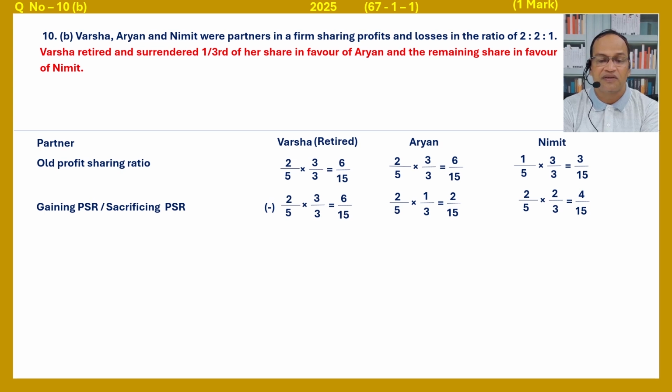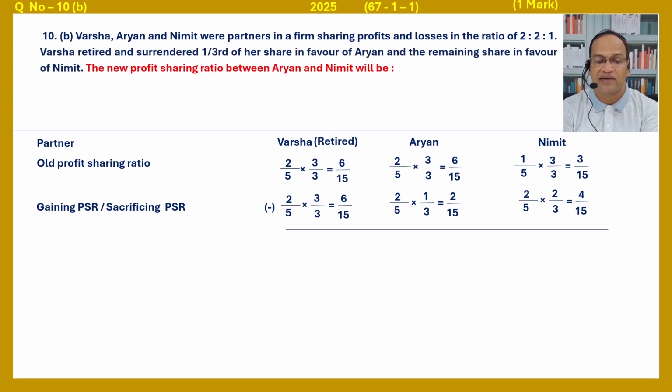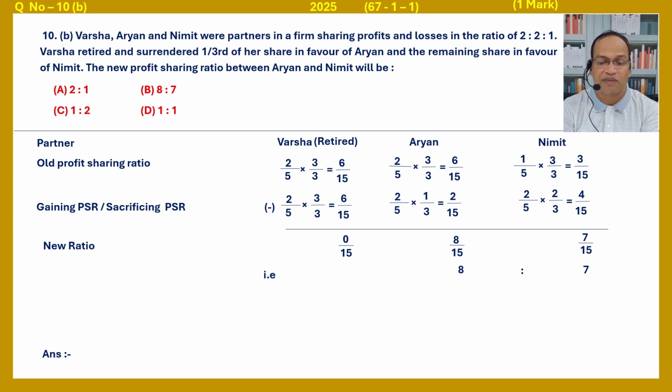So the new profit sharing ratio between Aryan and Nimit will be: for Aryan, old 6/15 plus gaining 2/15 equals 8/15. For Nimit, 3/15 plus 4/15 equals 7/15. The ratio is 8:7. Available in point number B.